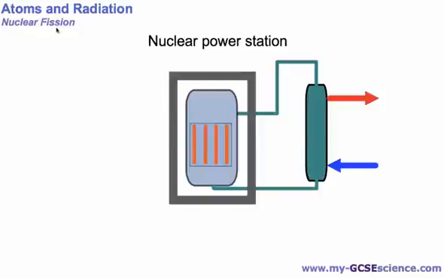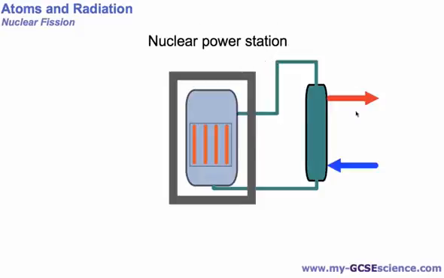Hello and welcome. In this video we are looking at atoms and radiation, and in particular we're looking at a process called nuclear fission. Now, to begin with, this is a nuclear power station, and this is what we usually associate nuclear fission with. Nuclear fission is a process that generates heat, and that heat can be used to generate electricity inside, for example, a power station.